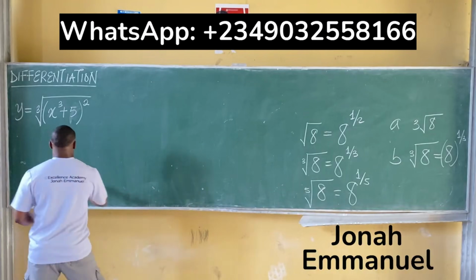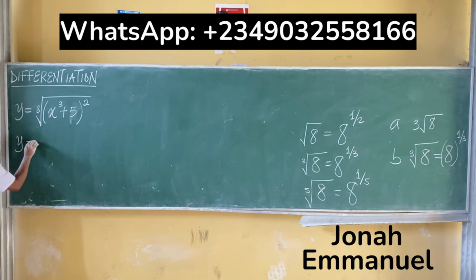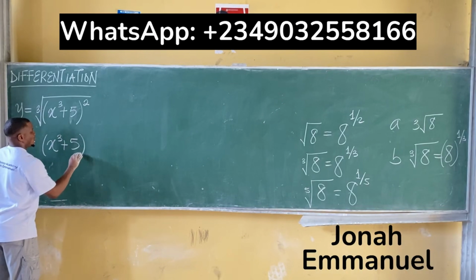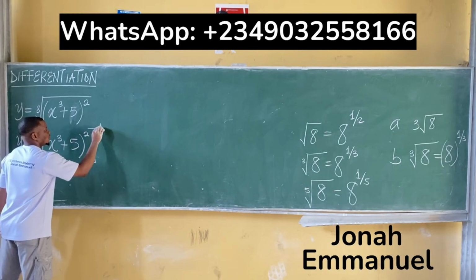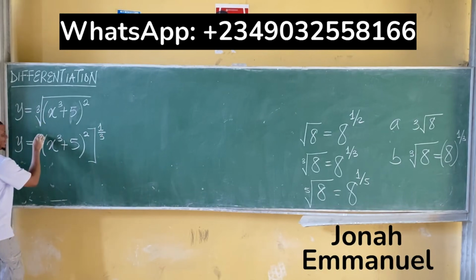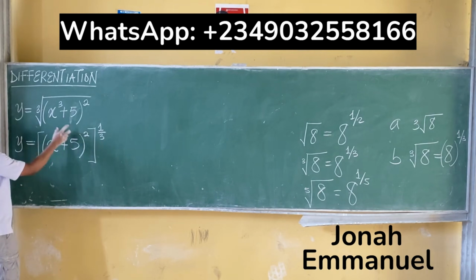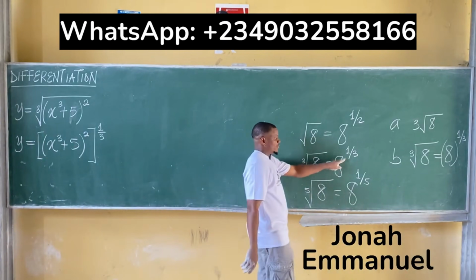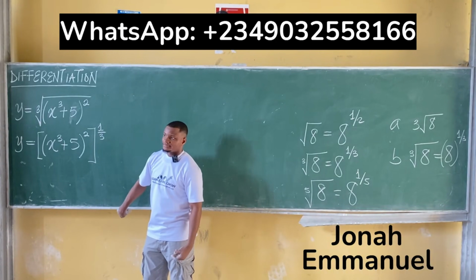In essence, what I have here is the cube root of this. So this now becomes y equals x cubed plus 5 to the power what? The cube root is 1 over 3. Please look at this very well. This same thing here, but I'm taking the cube root, that's all. That thing to the power 1 over 3, which is this one here, to the power 1 over 3.